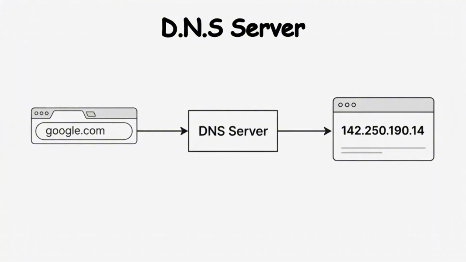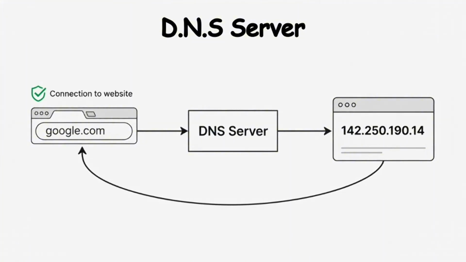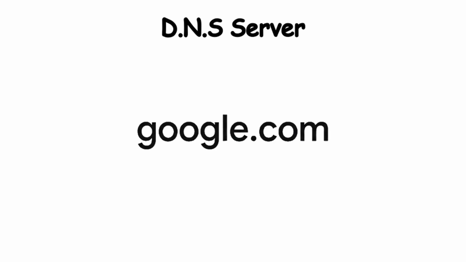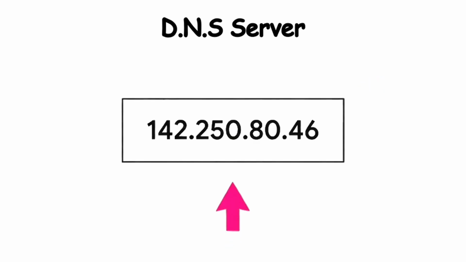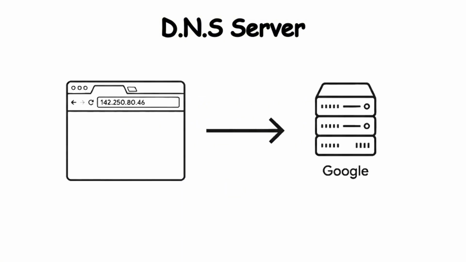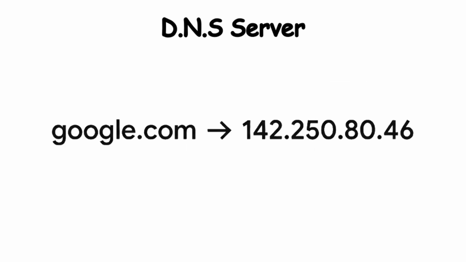DNS server. A DNS server translates a website name, like google.com, into a numerical IP address that computers use to actually find each other. Computers don't understand names. They use IP addresses like 142.250.80.46. So when you type google.com, your device first asks a DNS server, what's the IP for this name? It responds in milliseconds, and your browser uses that number to connect.